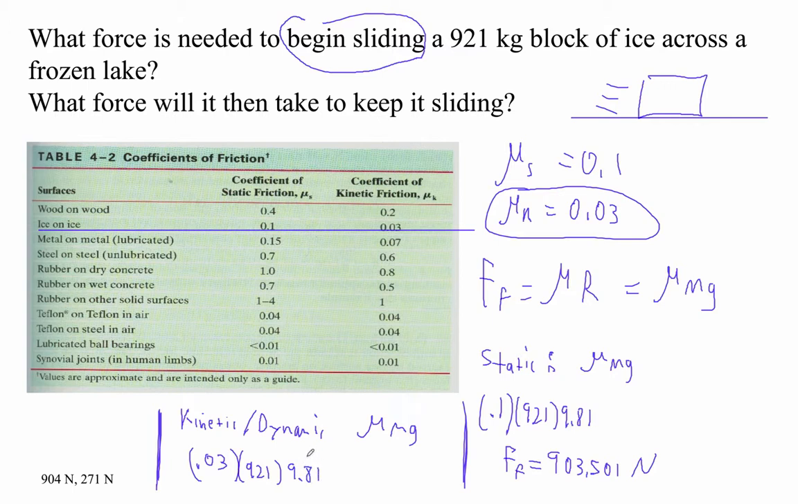All right, here we go. 0.03 times 921 times 9.81. And that is 271.05. Okay, so it takes a lot of force to get it started.